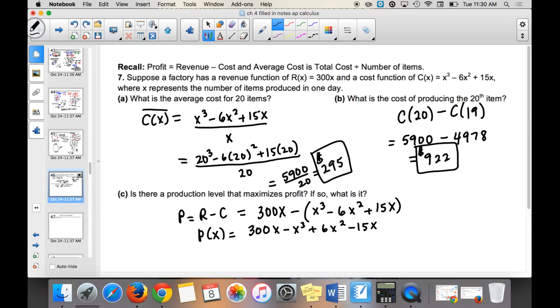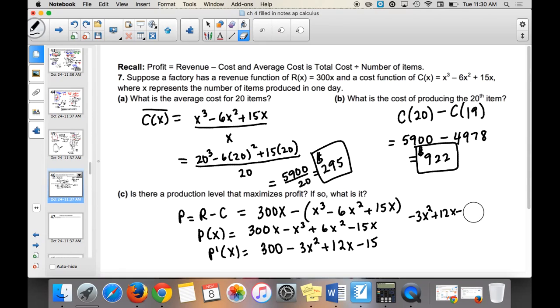So I'm guessing if you're selling the items for $300 and the cost of the 20th item is costing you $922, you don't want to sell 20 items, right? Okay. So now we take the derivative. I have 300 minus 3x squared plus 12x minus 15. And we want to set that equal to 0. So negative 3x squared plus 12x minus 15. No, wait. Minus, yeah. So let's combine those. So minus 15 and then plus 300. So plus 285, yeah.